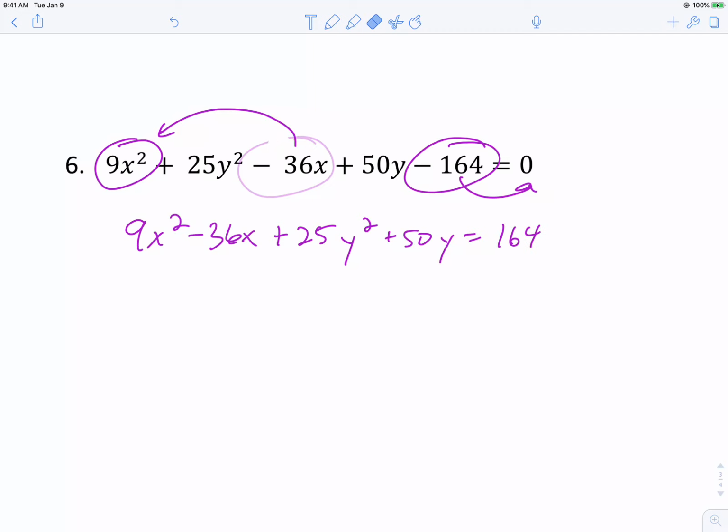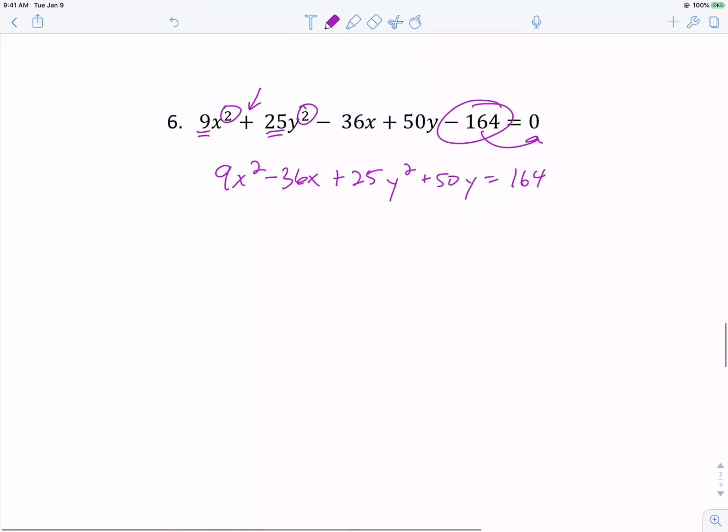By the way, how did we know this was an ellipse? You just pay attention to the squared terms, right? They're both positive, and they're not the same. If they were both 9, then it would be a circle, or if they were both 25, but they're not. They're different, so it's an ellipse.